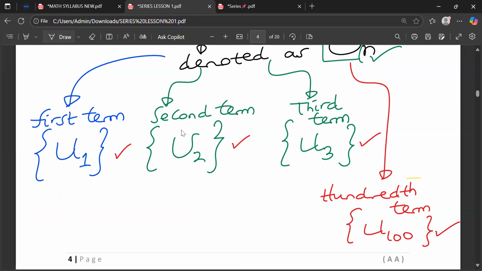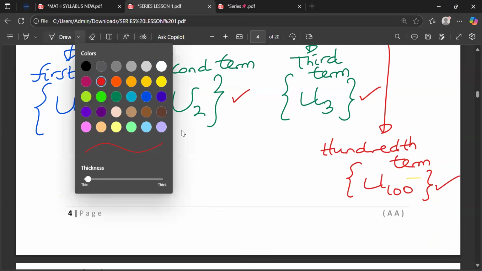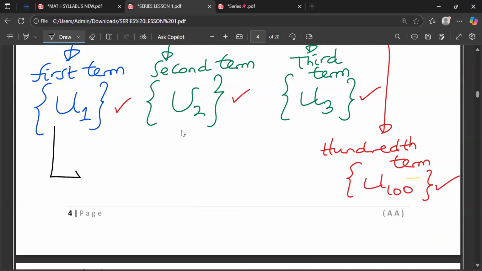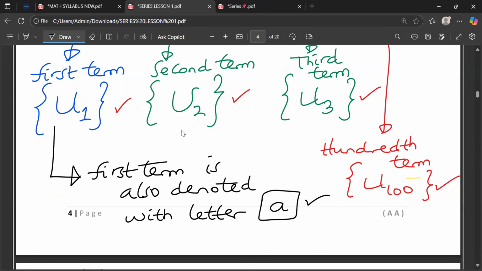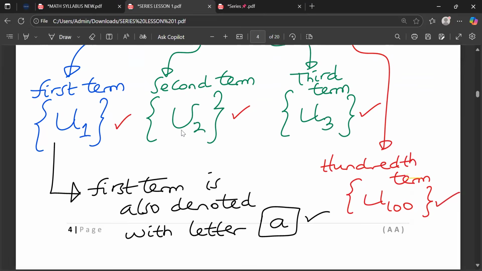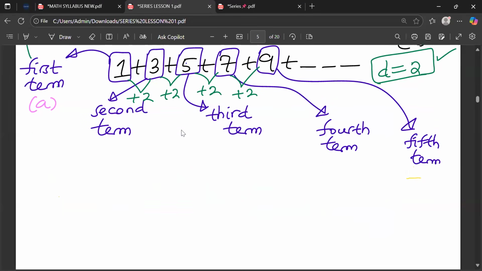But then I don't want to confuse you when I now change my mind and say first term is also denoted with letter A, small a, lowercase. Just make those things your friends.